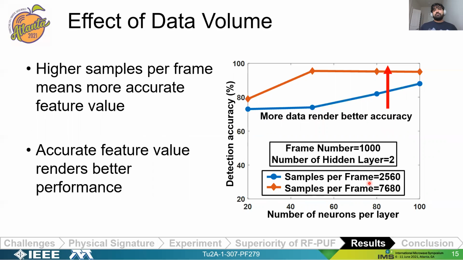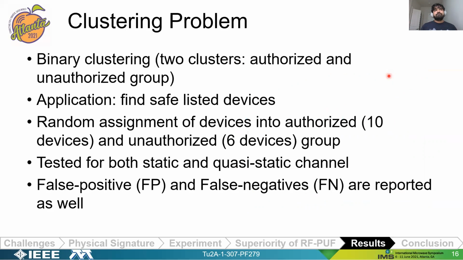Then we have shown the effect of data volume, as you can see here. We have varied the sample percent from 2,560 to 3 times, 7,680. We see that accuracy also increases. So more data means more information, and the feature values are more concrete, and the accuracy improves.